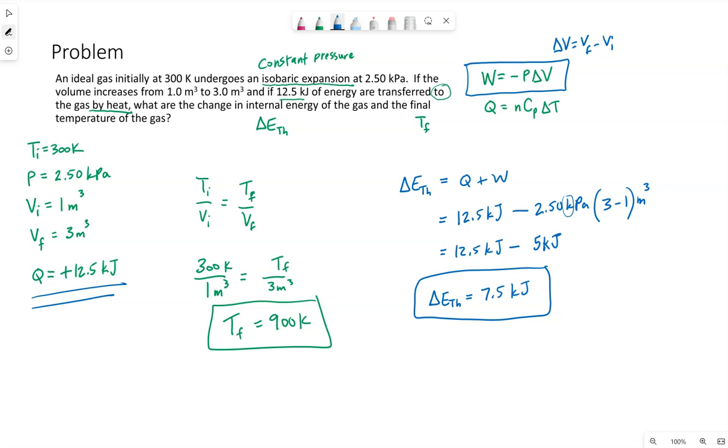So the temperature went up, as we've already seen. Delta E thermal is positive because the temperature went up.